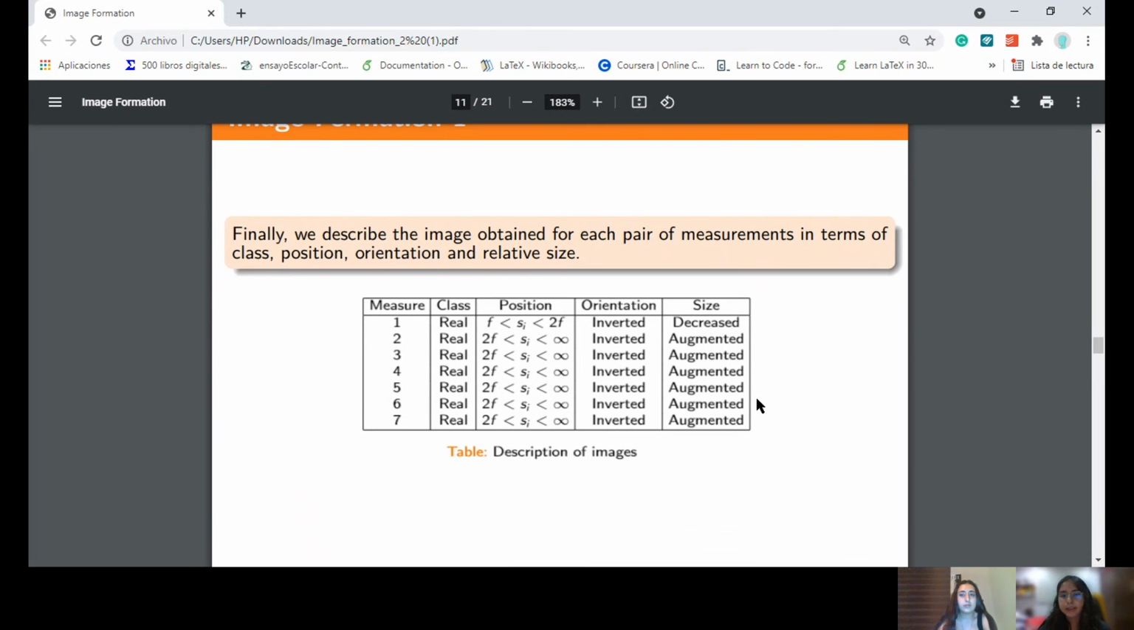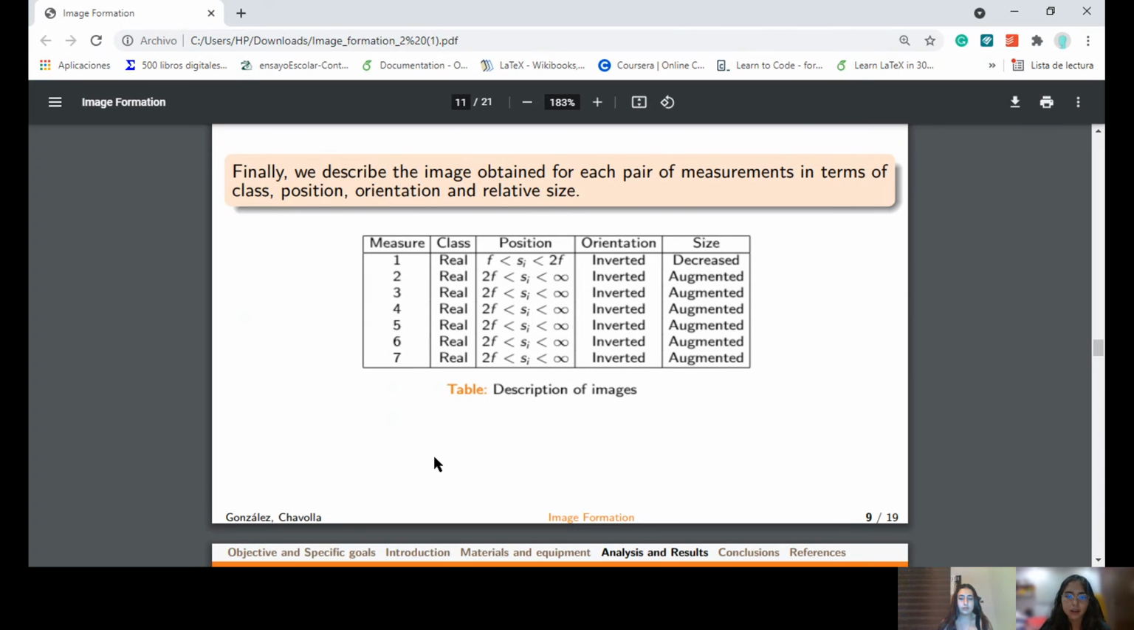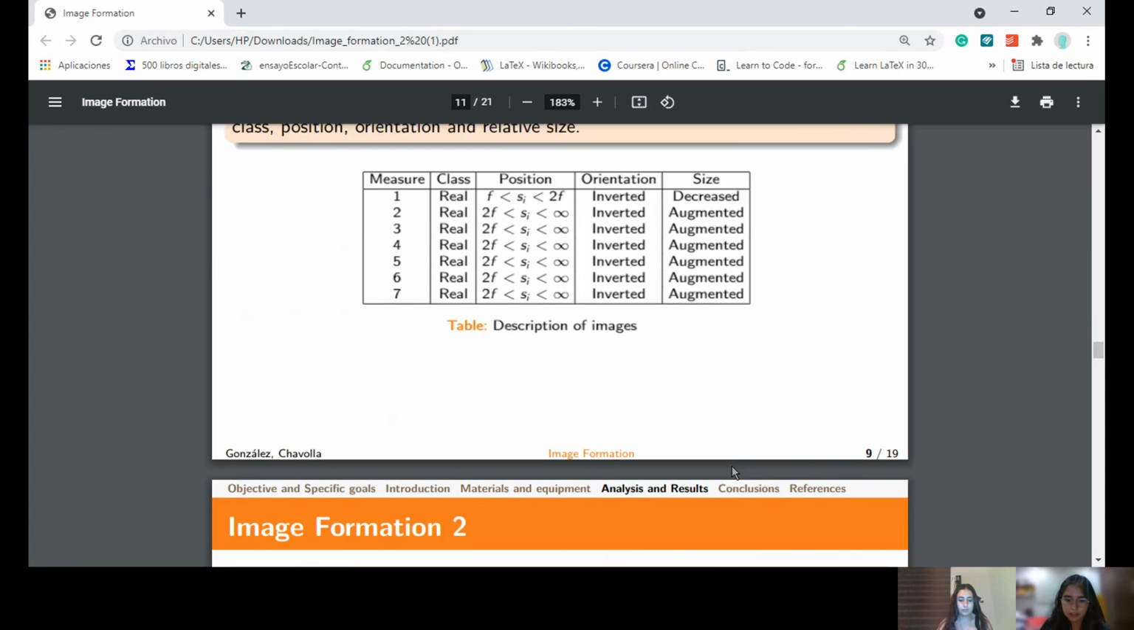Finally, we describe the image obtained for each pair of measurements in terms of class, position, orientation, and size using the table we showed in the theory. We obtained that all the images were real, all were inverted, and most of them were augmented.